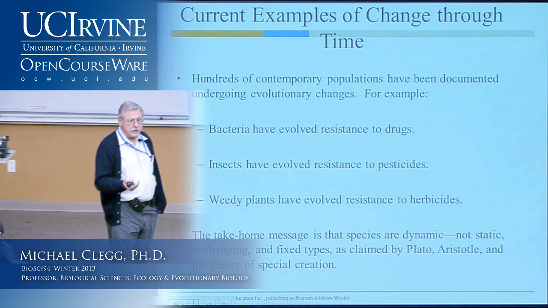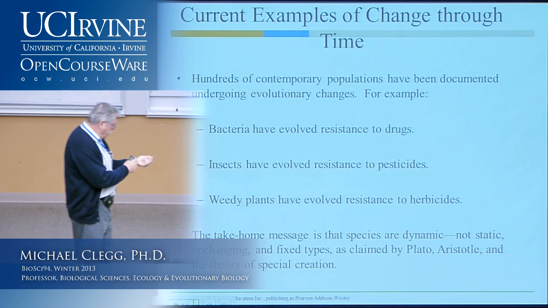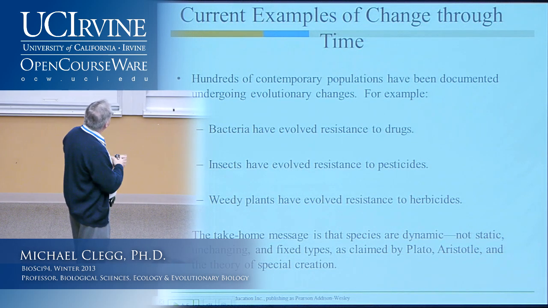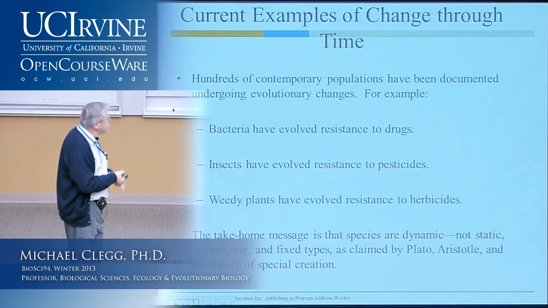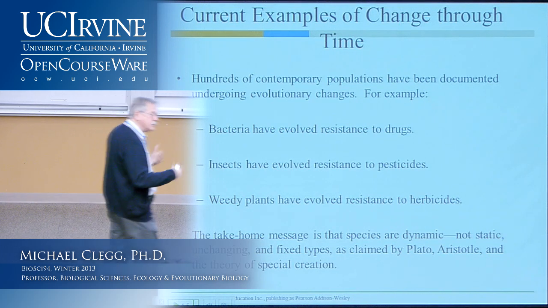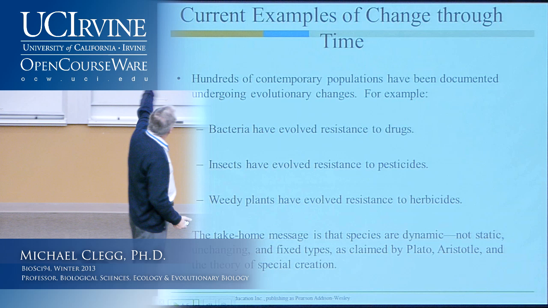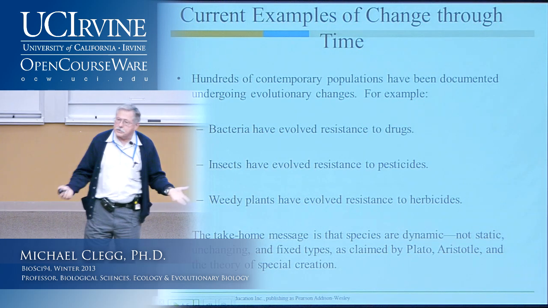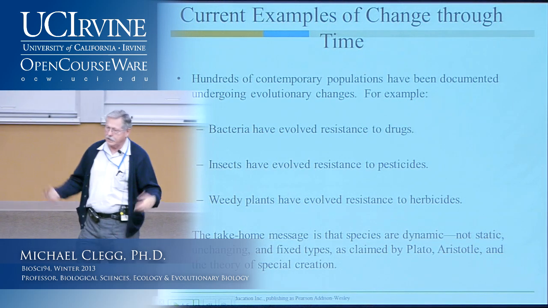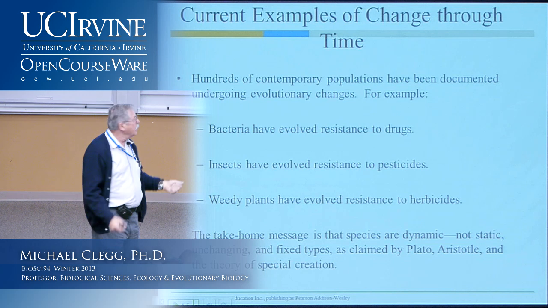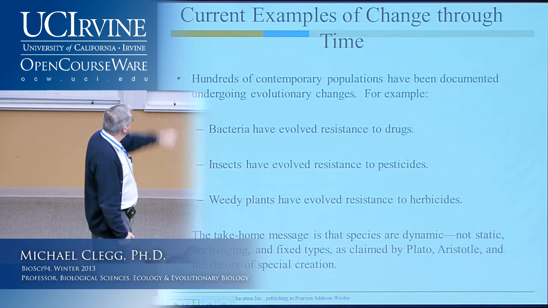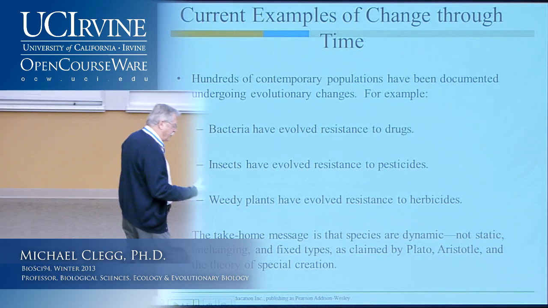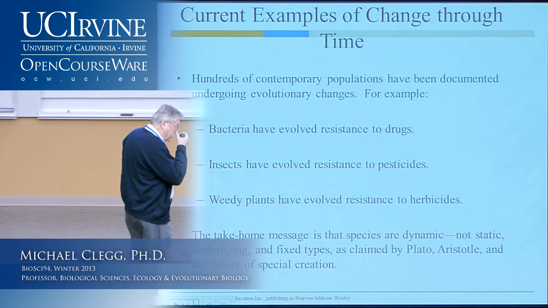evolution by natural selection. Okay, now, is evolution actually happening at the present time? Well, yeah, we've got lots and lots of examples. Bacterial resistance to antibiotics is a great example of contemporary evolution. Insects have evolved resistance to insecticides.